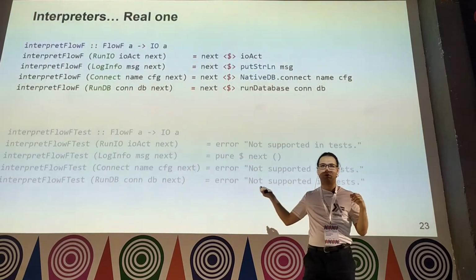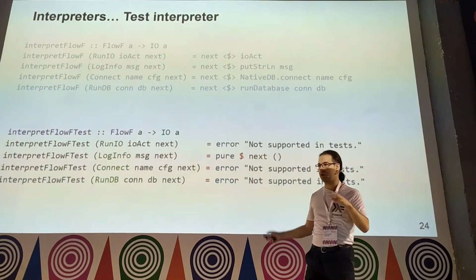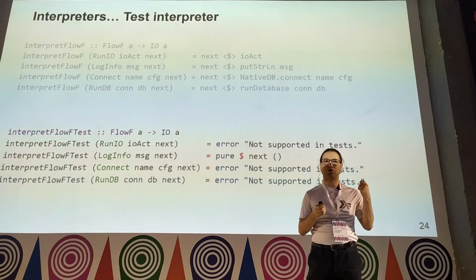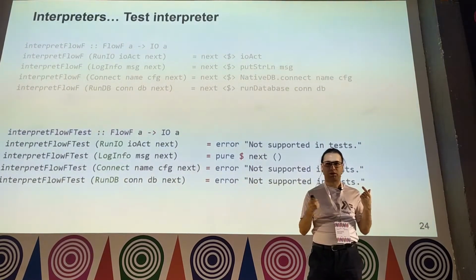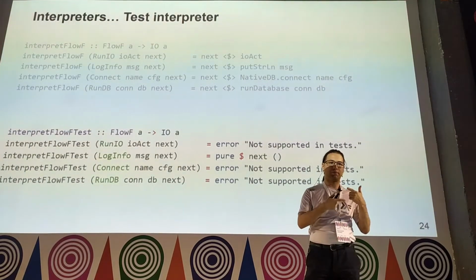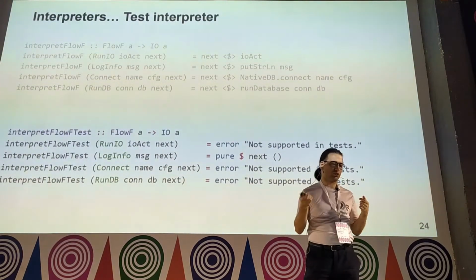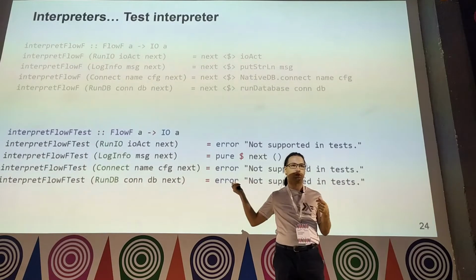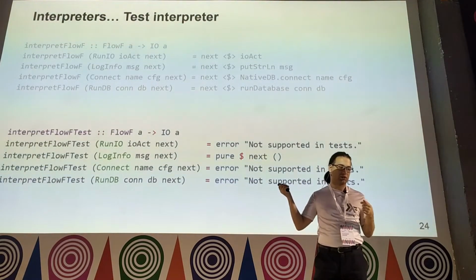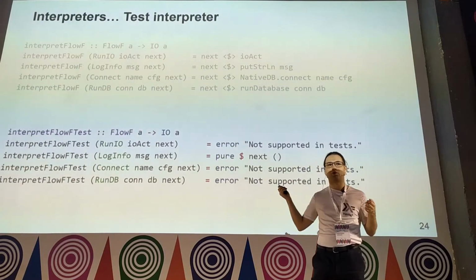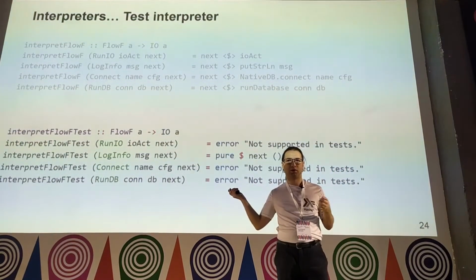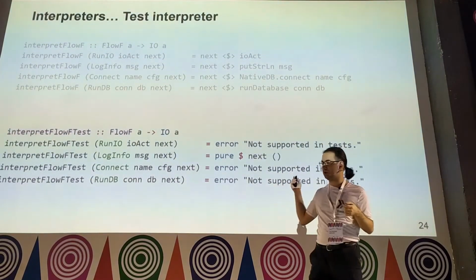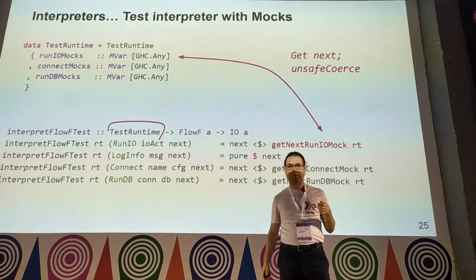Returning to the question of how we would test our business logic, we can implement an additional interpreter that will go through your business logic with a certain purpose, not to evaluate it, but to try to see what happens there and to match it with expectations. You know, this test interpreter is not really helpful because whenever it hits runIO or connect DB, it just throws an error. Not that impressive, right? We can't test that much logic with this interpreter. So we can probably improve it. How can we improve it?